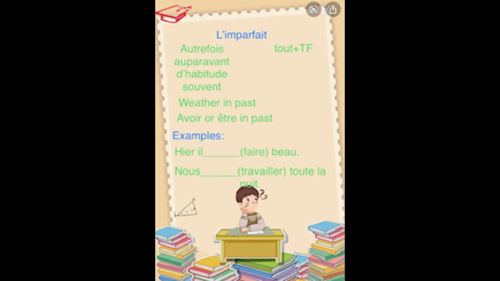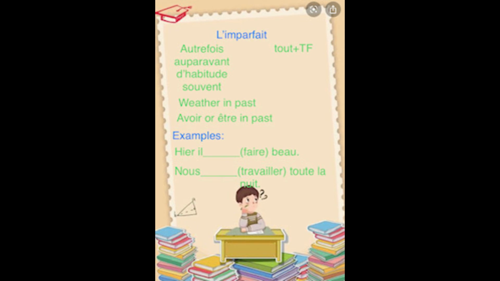The next tense is the imperfect tense. The keywords for this tense are autrefois, opposite, habitude, and souvent. It is also used to describe weather in the past, and avoir or être always take up imperfect whenever written in the past. And also, the other keyword is tout plus time factor. Now let us look at some examples.